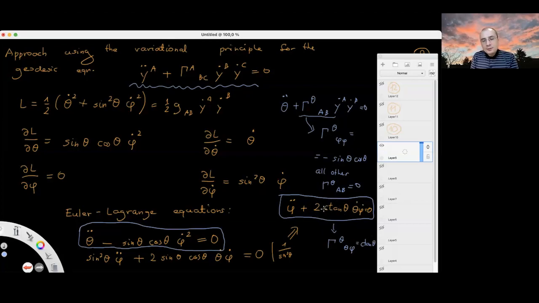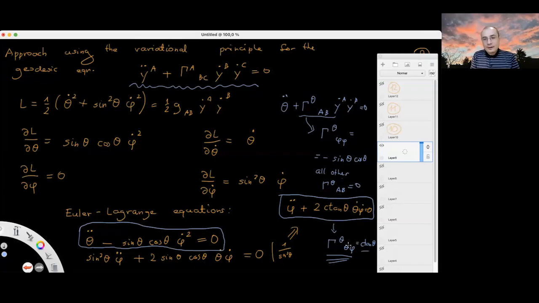Note that there is no 2 over here, because gamma theta theta phi enters twice in this summation. First, when you take gamma theta theta phi theta dot phi dot, but again, when you have gamma theta phi phi dot theta dot. In this summation, it enters twice because it's a symmetric matrix, and we have to remember that. So there is a prefactor 2 in this equation, but there is none in gamma because it enters twice anyway.